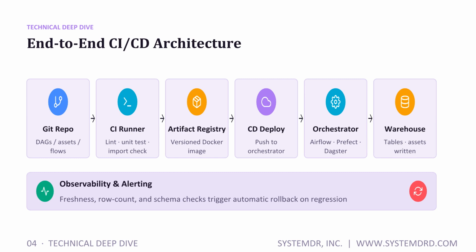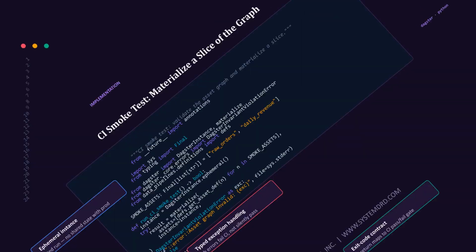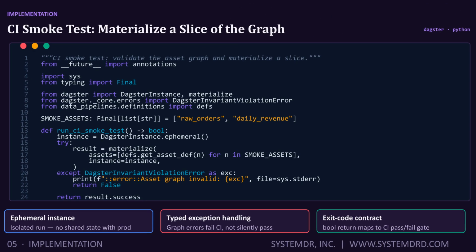A single missing import or a typoed variable reference can take down an entire file of tasks, and most orchestrators won't raise a loud alarm about it. They'll just quietly stop scheduling that DAG. Let's zoom into that CI stage and look at an actual test. This example is Dagster specific, but the pattern generalizes to any of these platforms.